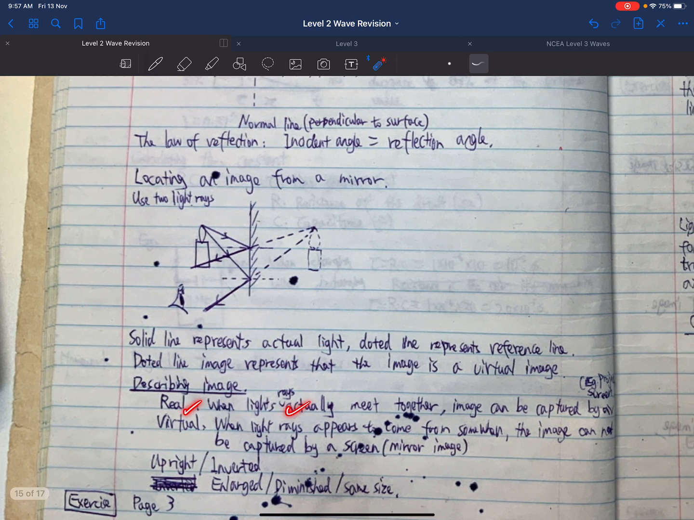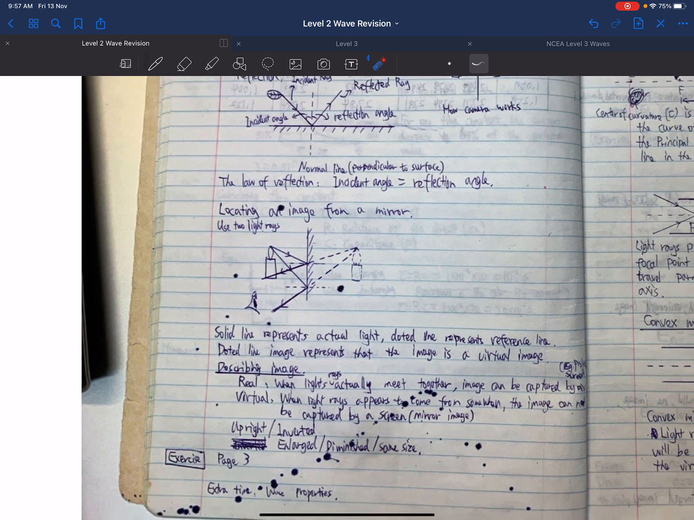Real image, what is a real image? Light rays actually meet. Virtual image, light rays do not meet. Then it's upright, inverted, enlarged, diminished, or same size. Those are the key words we've all agreed to use to describe the image. Does it make sense? So you need to remember those keywords. Just memorize.